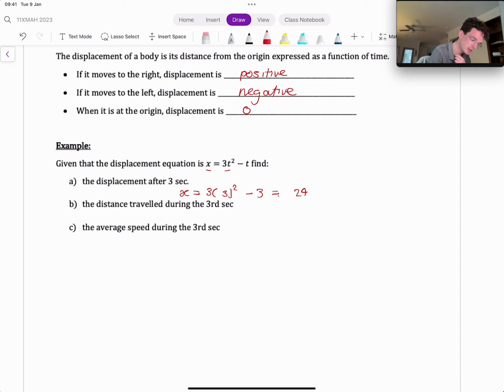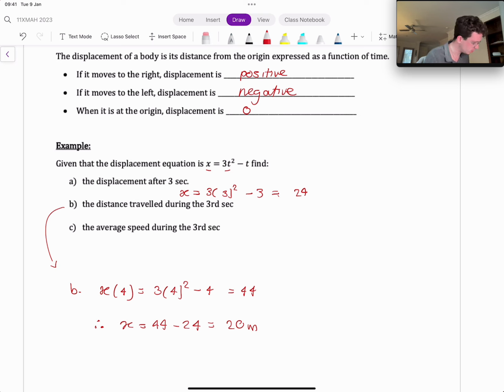Part B, the distance travelled during the 3rd second. Well, the distance travelled during the 3rd second is everything after exactly 3 seconds and right before 4 seconds. So what we're going to do is find the displacement after 4 seconds. 3 times 4 squared minus 4, which is 44. And then we're going to subtract the displacement at 3 seconds. That will get us how much we moved in just the 3rd second. So the distance is 44 minus 24, which is 20 meters.